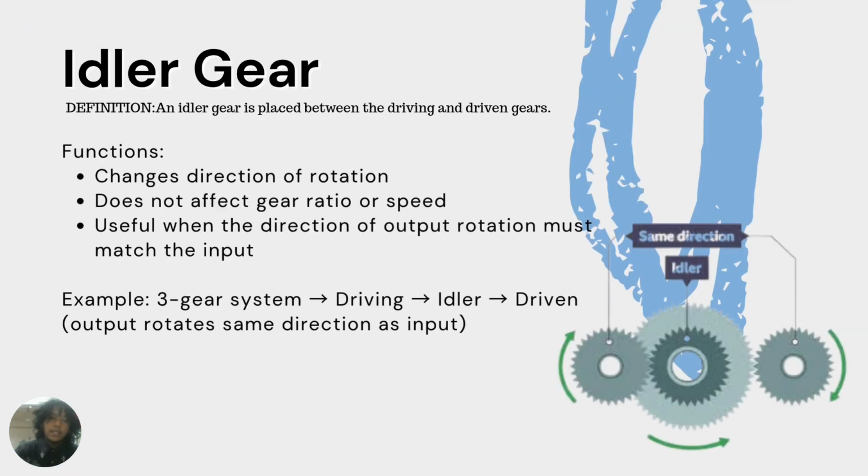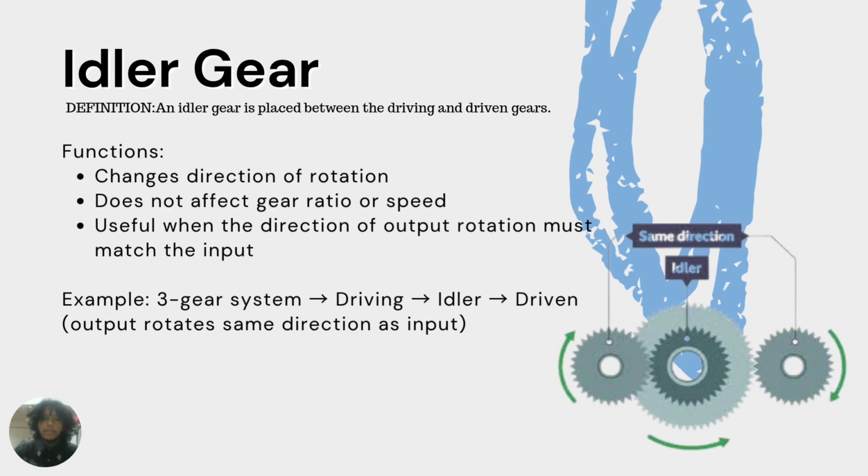And after that, the idler gear. Now, sometimes a third gear is placed between the driving and driven gear, and it is called the idler gear. The main function of this idler gear is to change the direction of rotation of the driving and the driven gear.